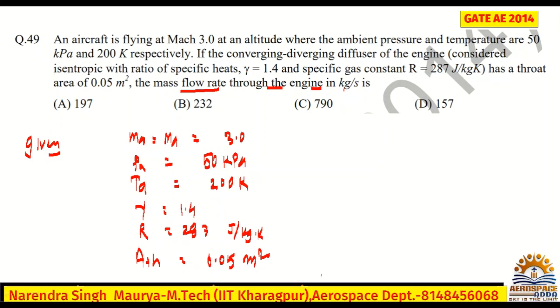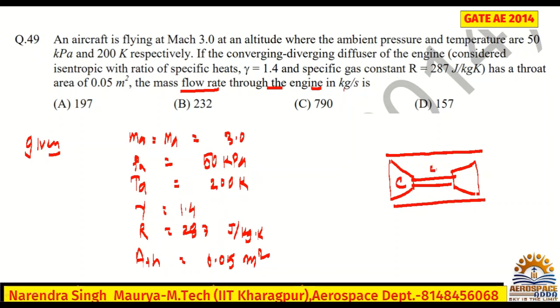This is the question. Now, the aircraft is flying, and obviously this is a jet engine they have mentioned. This is the jet engine, basically compressor, combustion chamber and turbine. This is the diffuser, and this is the nozzle. We have an exit here. What they have said, converging, diverging, diffuser. Read this statement, diffuser. What is the meaning of diffuser? Diffuser means it decelerates the flow.